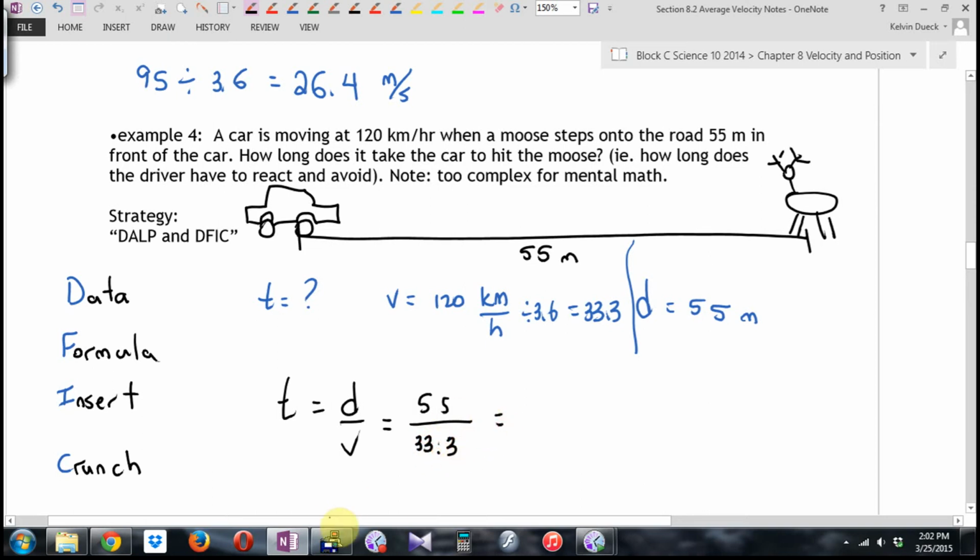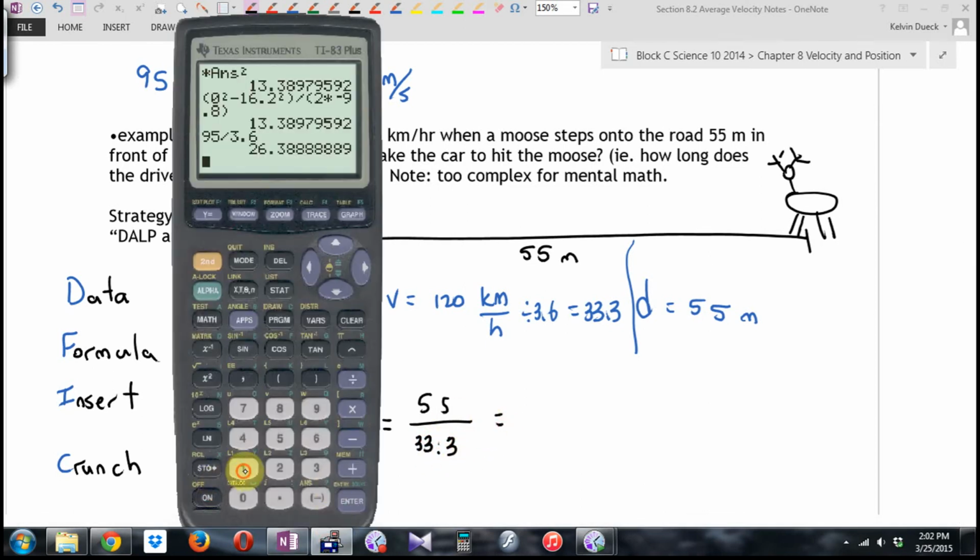33.3. Now, if you went on your calculator, 120 divided by 3.6, I'll show you a neat trick, because it's not 33.3. It's really 33.33333333. So I'm going to go like this, 55 divided by, and I'm going to use my answer button instead of rounding off. All of you, if you have a decent calculator, have an answer button, and it's worth finding where it is, because A, it's less typing, and it's more accurate.